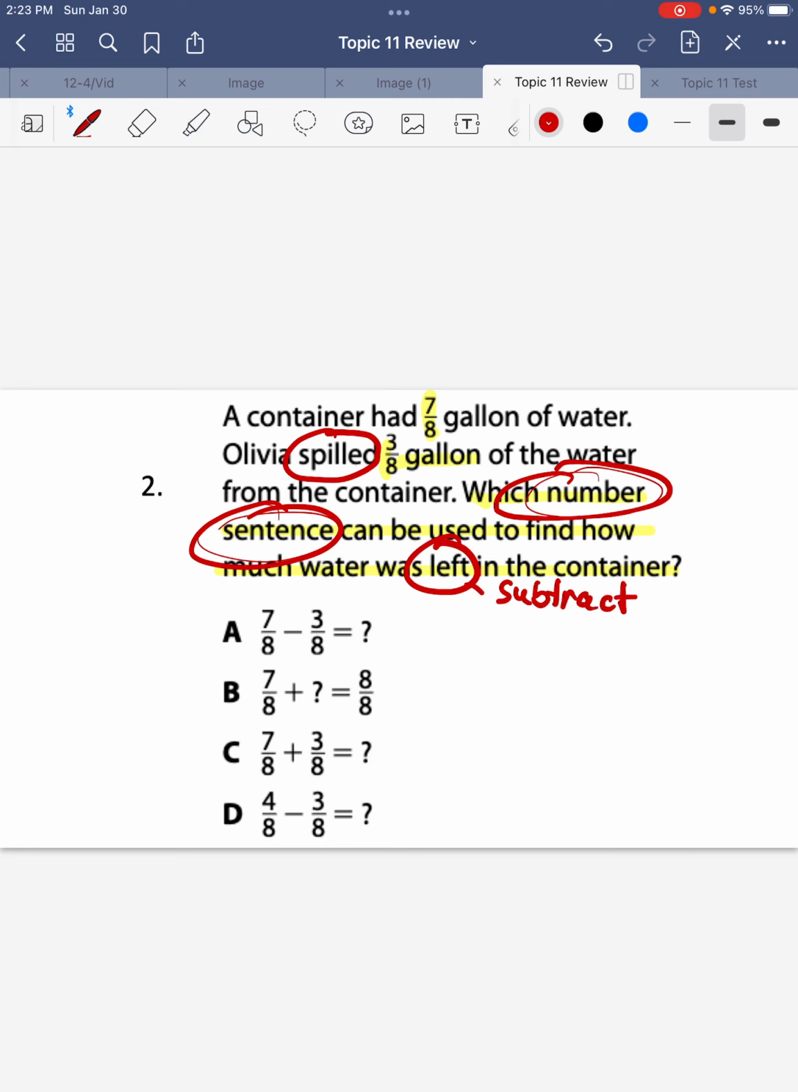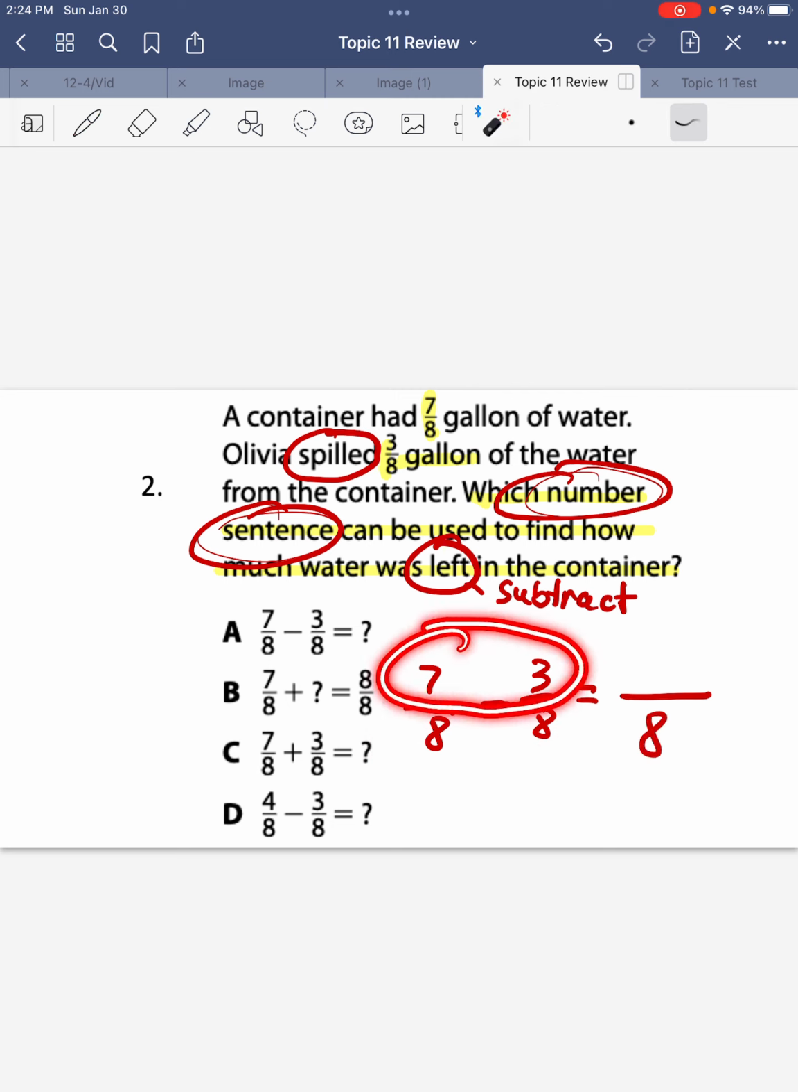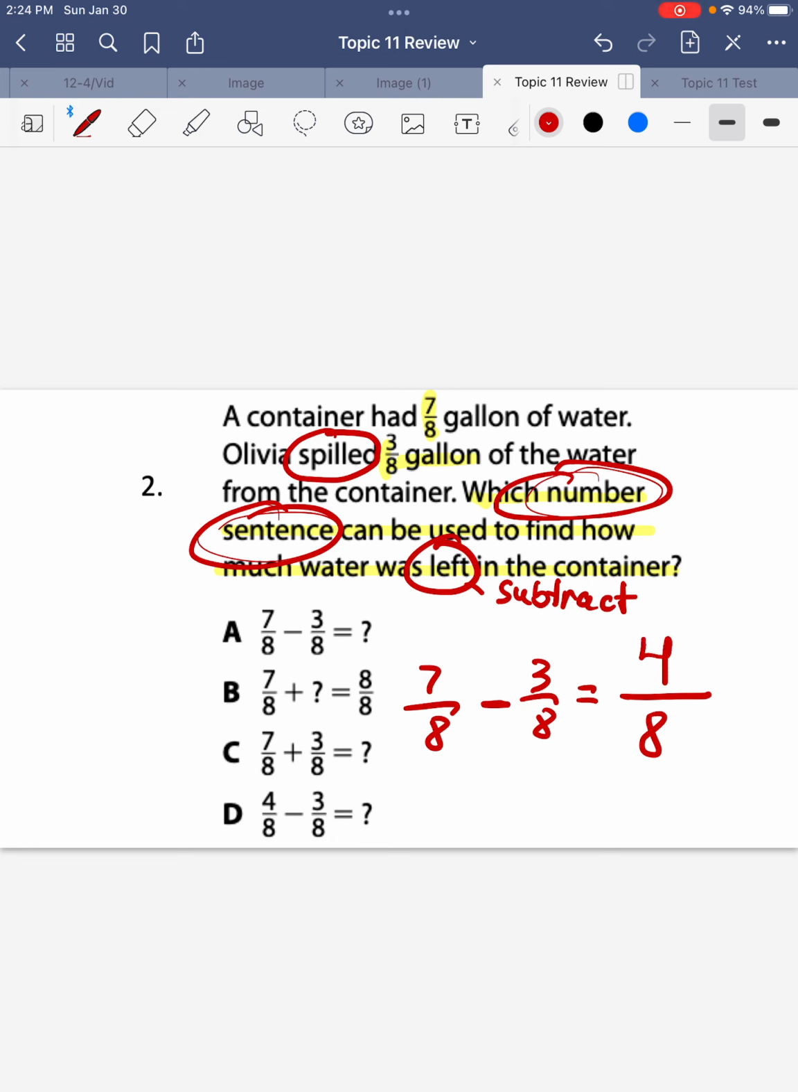So originally, she has 7/8 gallon of water. But then she spilled, so I'm going to take away the 3/8 she spilled. I need to see how much water she has left. So remember, our denominator, the 8, is going to stay the same. Now I'm going to subtract 7 minus 3, and I get 4.